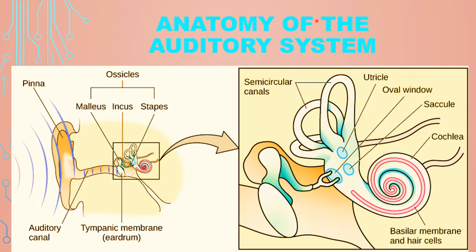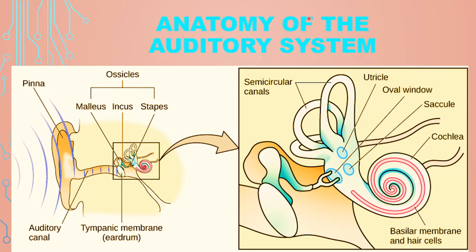The cochlea is fluid filled and snail shaped. This structure contains hair cells. They are the sensory receptors of the auditory system. So, the inner ear section contains the cochlea, and this cochlea contains the basilar membrane and the hair cells. Hair cells are the sensory receptors.